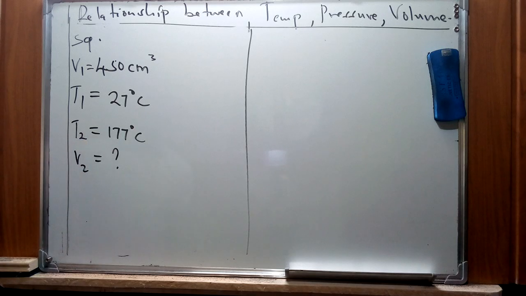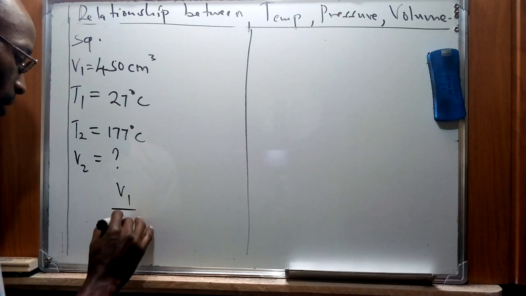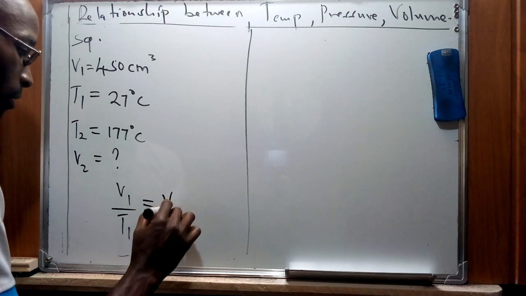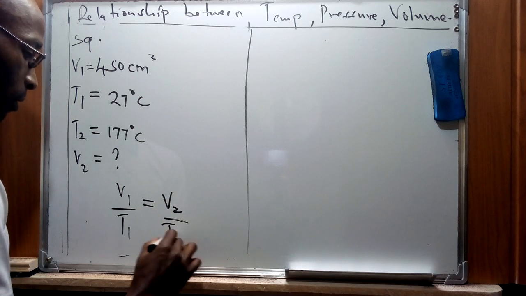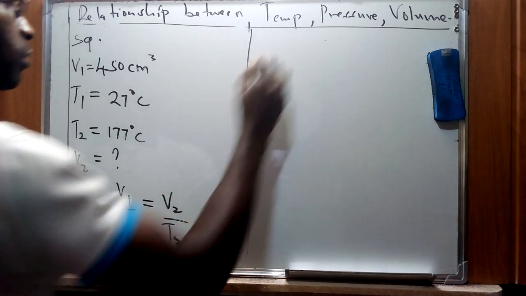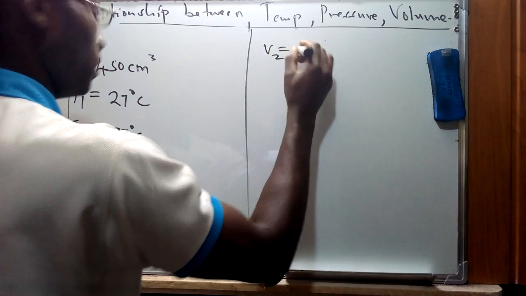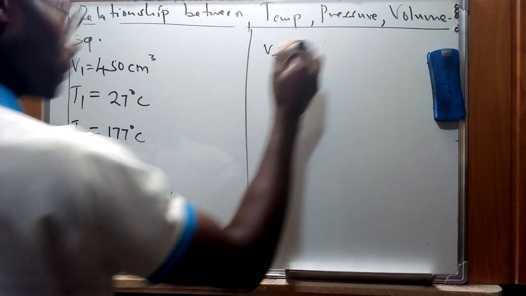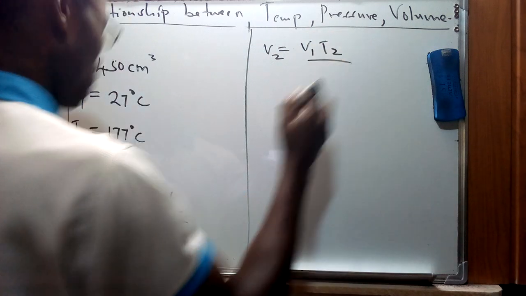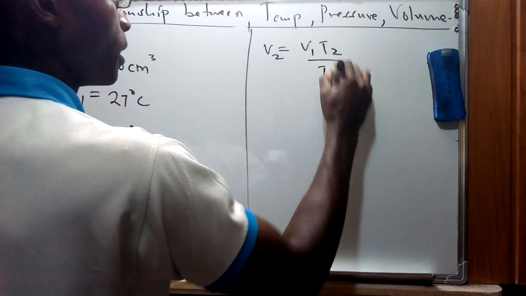Now from this case, of course, we can see that this is Charles' law whereby we have a relationship of V1/T1 equals V2/T2. We're going to make V2 the subject of the formula, and then we're going to see that it's given as V1 T2 all over T1.